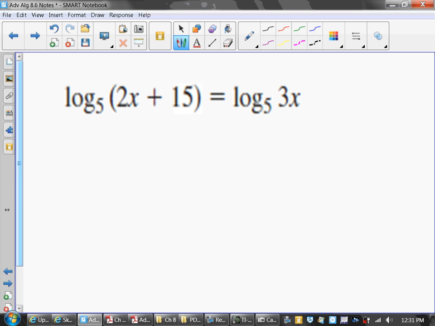You guys get 15 for this one? Everybody see why you have 15 for this answer? Since these have the same log bases, 2x plus 15 is 3x. See how these have the same log bases? That means that 2x plus 15 is 3x. Subtract 2x, x is 15. Equal to each other. That's all.